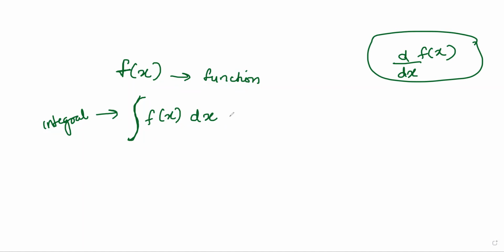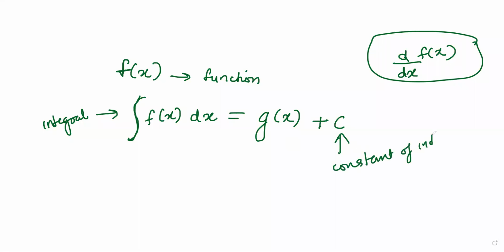Understood? Now, suppose I am getting an answer. For example, I am denoting it as g of x. My answer for integral f of x dx is g of x. Then, after finding out the answer, I have to put a c here, which is known as constant of integration.